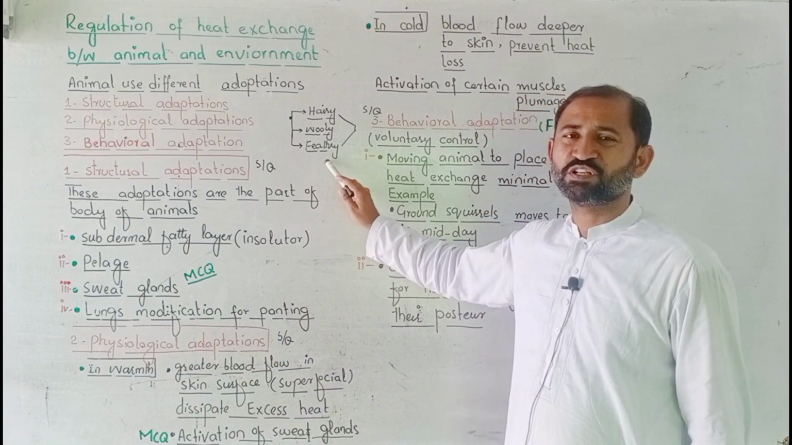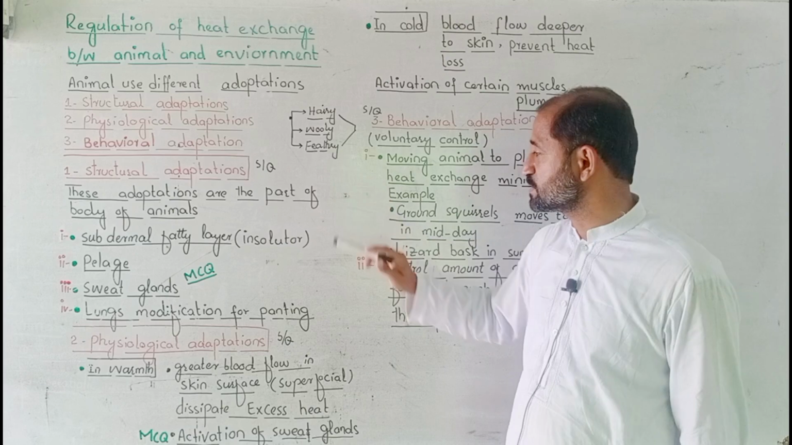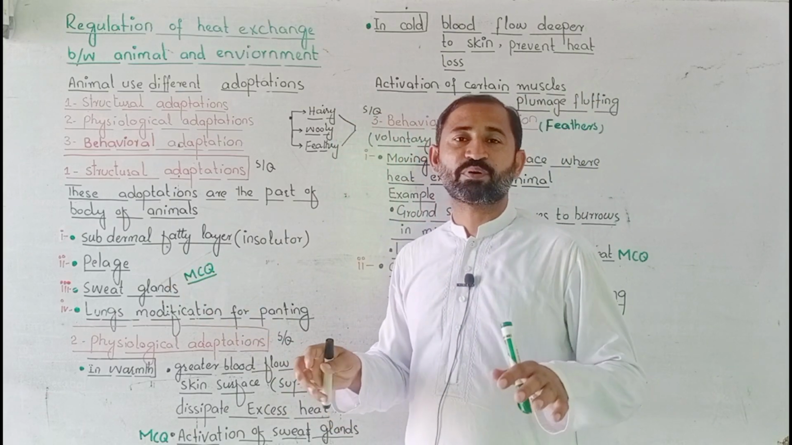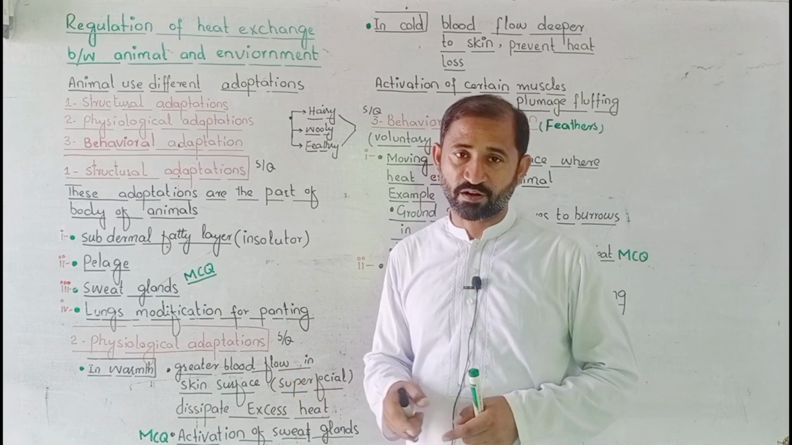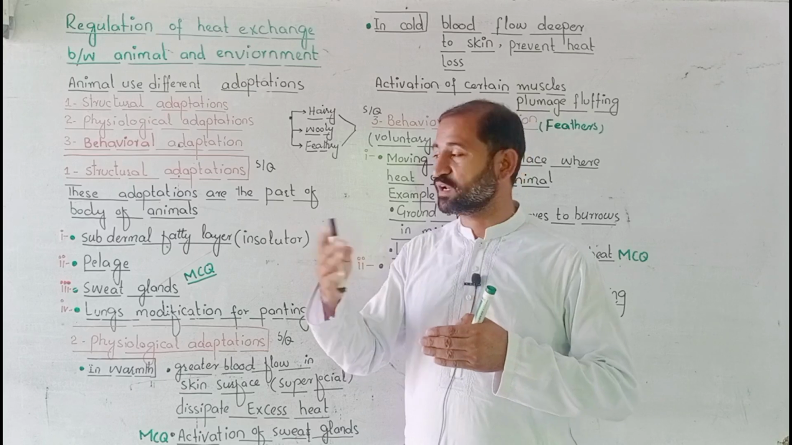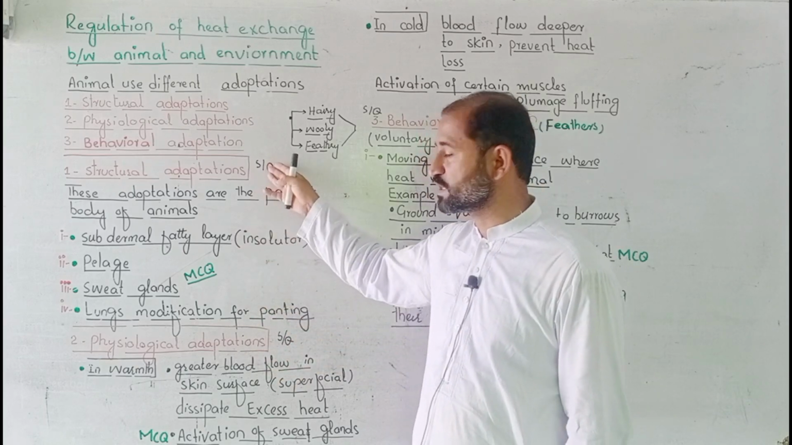And the third one is feathery, like in birds, which also acts as an insulator. So that is pelage. And number three is the sweat gland. Sweat glands are present as a permanent part of the body, and they regulate body temperature between the animal and its environment. So it is also a structural adaptation.